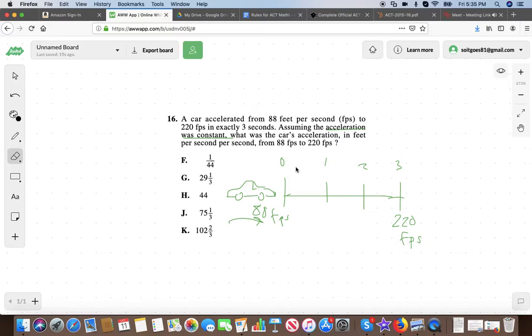102. That's too much, right? That's 3 seconds, that's going to be like 388, something like that. You know what I'm saying? Feet per second. That's just too much. It's way too big. Look at F, 1/44. Right? That's laughable. Can we agree that answer choice F is absolutely laughable? If it's accelerating 1/44 foot per second after 3 seconds, it's going to be barely over 88 feet per second. It's not going to get us to 220. Not even close.